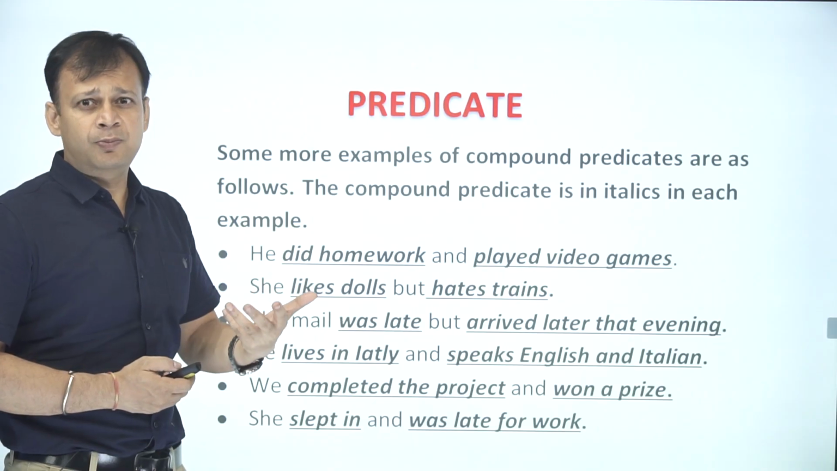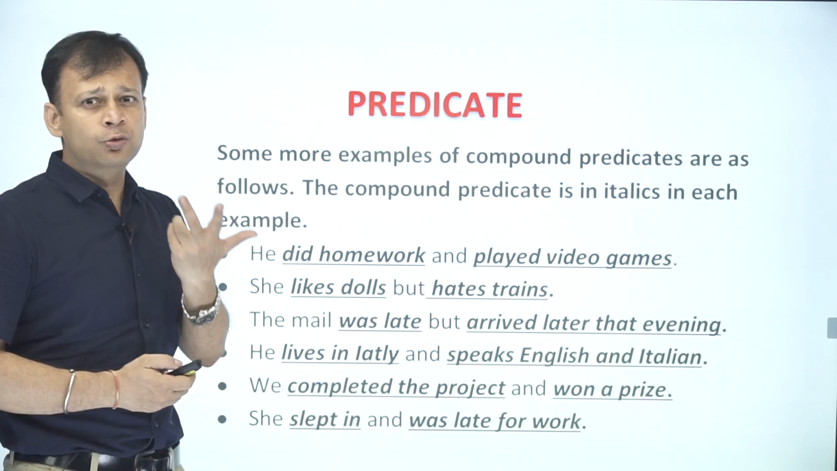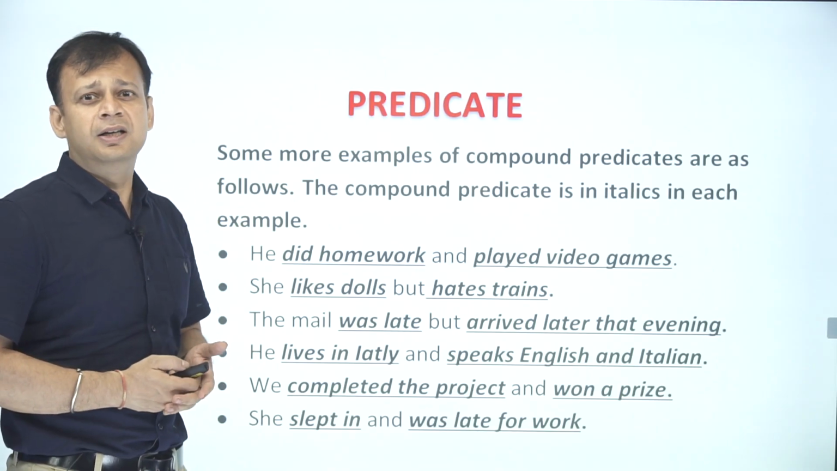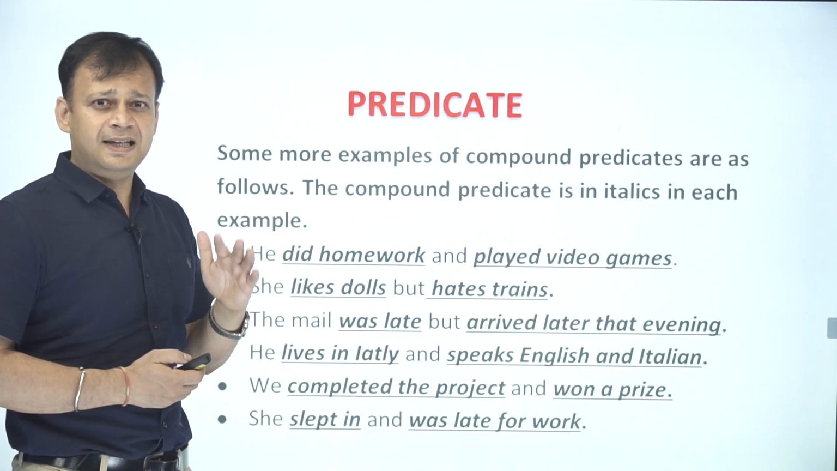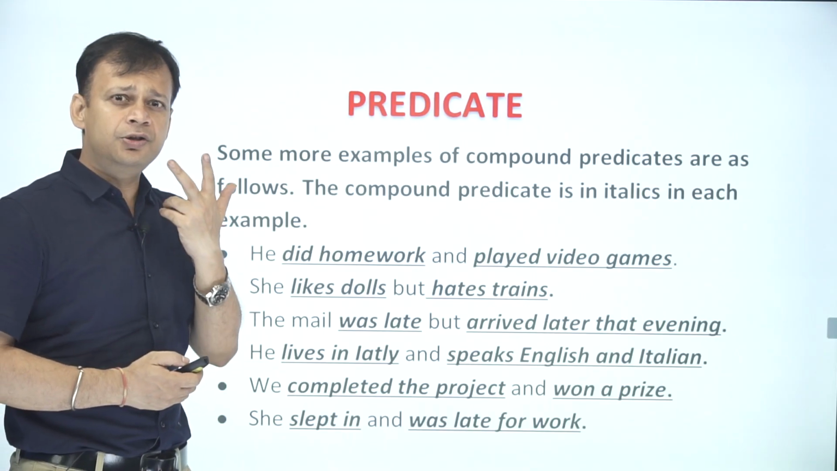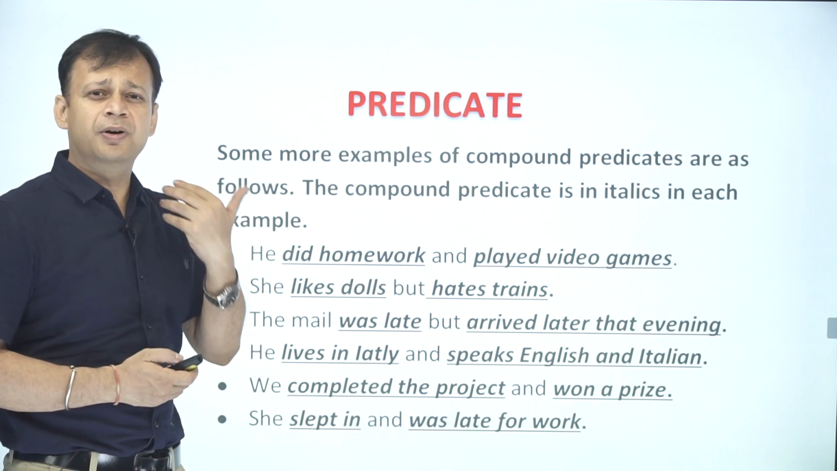We completed the project and won a prize. So completing the project and winning the prize, two events, two actions put together becomes your compound predicate. She slept in and was late for work. So she slept in, because of that what happened, she got late for work. So we are putting two pieces of information together and one is causing the other in this case. So that's the compound predicate over here.